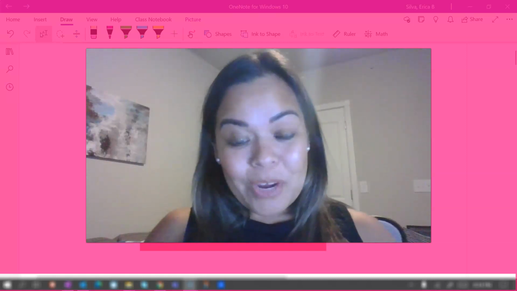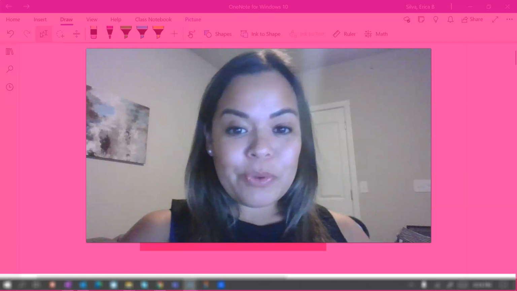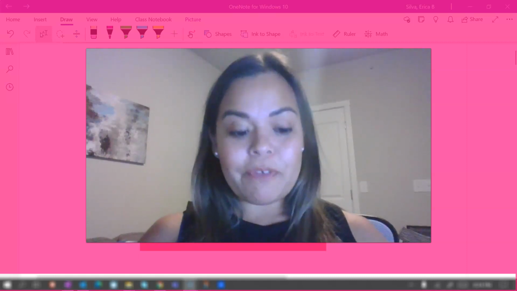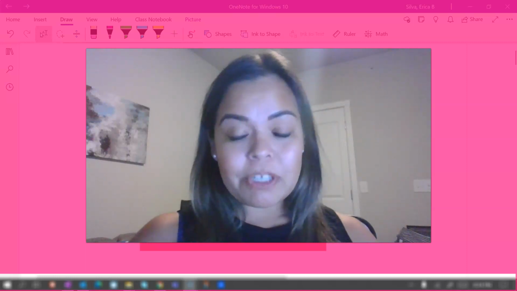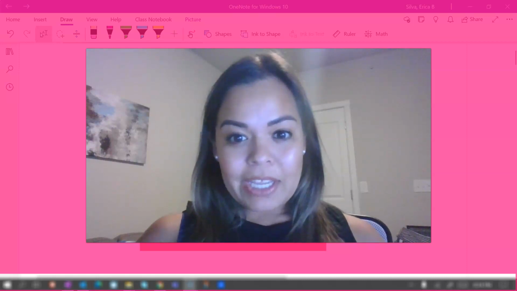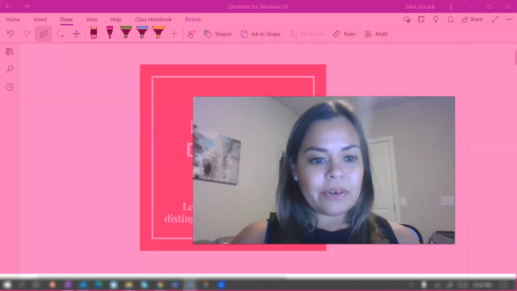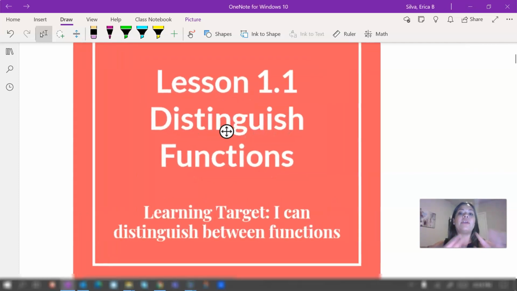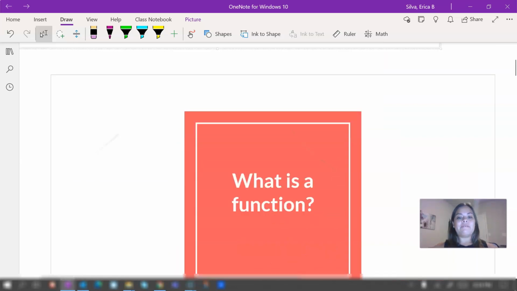We're going to start Unit 1 for this lesson, and Unit 1 has to do with Introduction to Functions. Now, for the first lesson, we're going to be distinguishing between functions and non-functions and identifying each of the functions that we'll work with throughout the year. So let's go ahead and get started with our first lesson. The learning target is I can distinguish between functions.